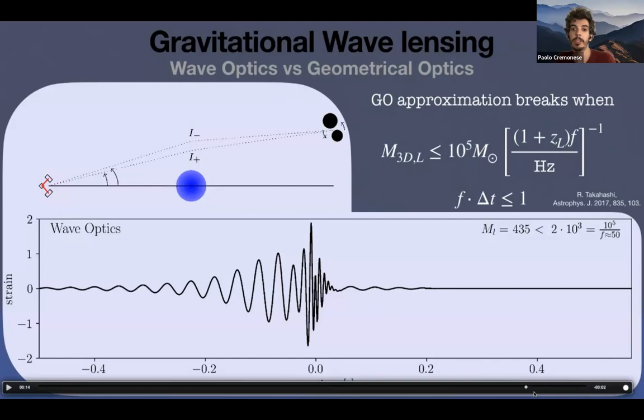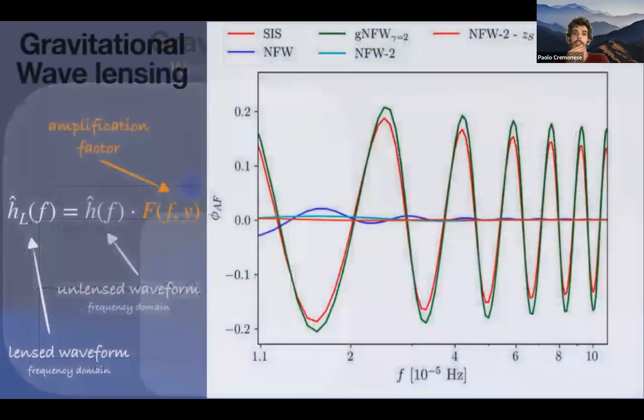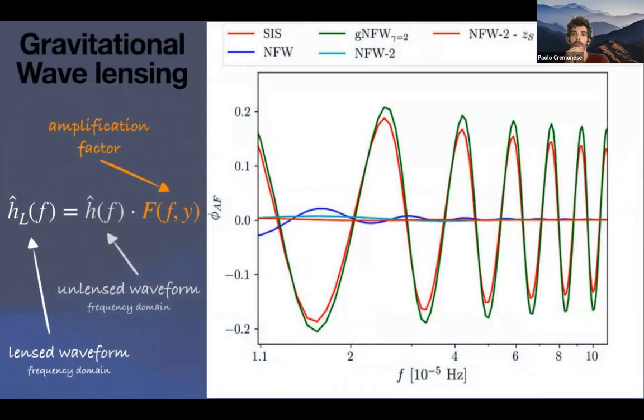in the wave optics regime, contrary to the geometrical optics one, the lensing effect imprints a frequency-dependent characteristic feature on the signal. This can also be seen here, where we see how the phase of the amplification factor behaves with the frequency for the cases that I will present in a moment. So the amplification factor is the function by which we multiply the unlensed waveform in the frequency domain to obtain the lensed waveform. We can see that this function depends on the frequency and on the position of the source, but the main point is that it depends on the frequency.